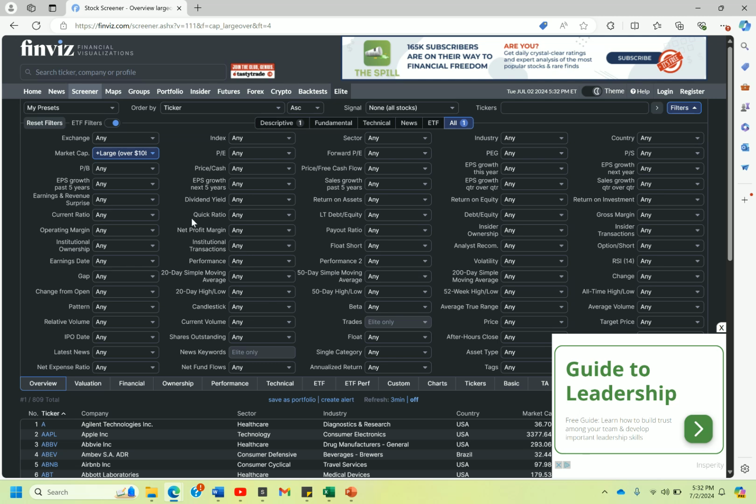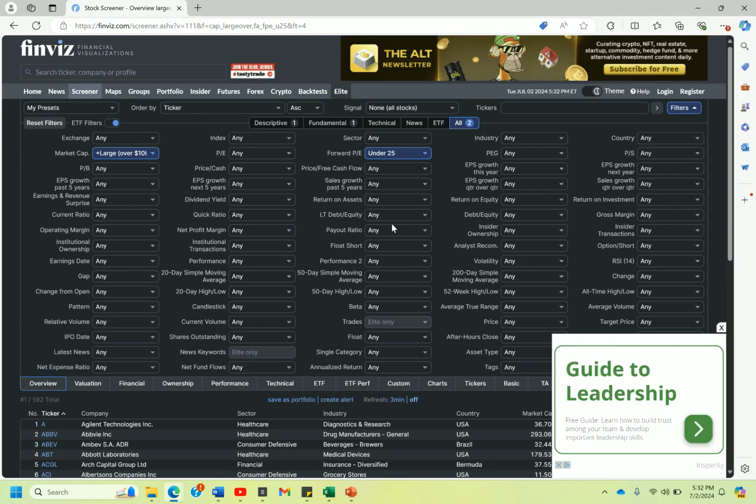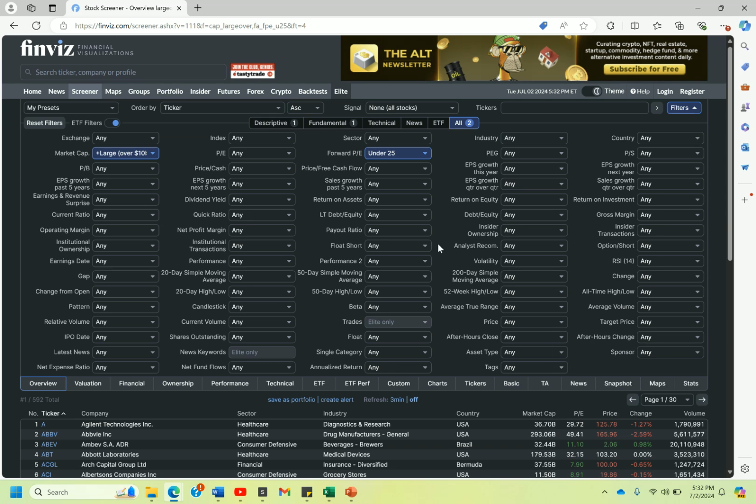And then the next filter we're going to be looking at is the forward PE filter. We're going to want to put this to under 25. It's pretty similar to normal PE, but it compares the current price of the stock to the future earnings per share. It's usually better for a company's forward PE to be lower than its normal current PE. This will filter for companies that are showing solid earnings in the near future in comparison to their current price.